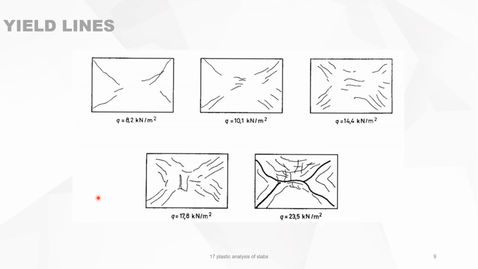It has been extensively tested. This is a slab and it's loaded by 8.2 kilonewton per square meter, and you see here the crack formation on the bottom of the slab. Then you increase gradually the load and you will see that a pattern of cracks is developing, and at the end you will see clearly that you have this kind of crack pattern that is in the rectangular slab.